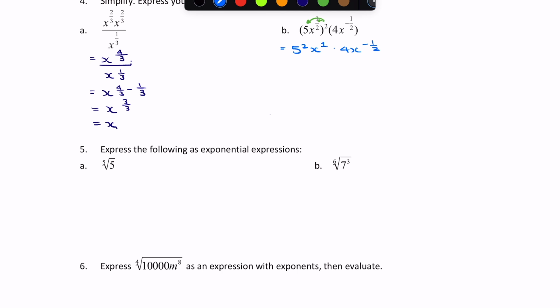Here, if we multiply the coefficients, so 5 squared times 4, or 25 times 4, that's 100. x to the power of 1 times x to the power of negative 1 over 2, or 1 plus negative 1 over 2, gives x to the power of 1 over 2. So here we can rewrite it as 100 square root x.